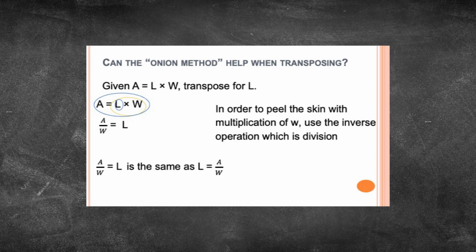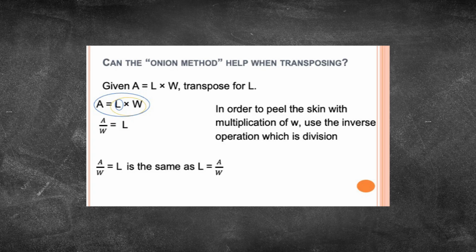Division. So we will now write A divided by W is equal to L. Notice that I use the division bar instead of the symbol for division. In algebra, you will see the division bar instead of the symbol for division. So we just made L the subject of our formula.